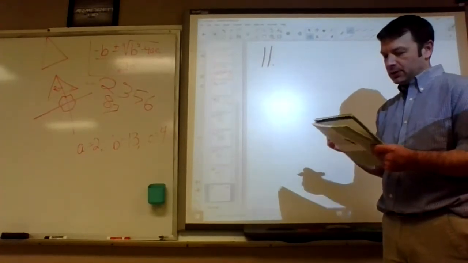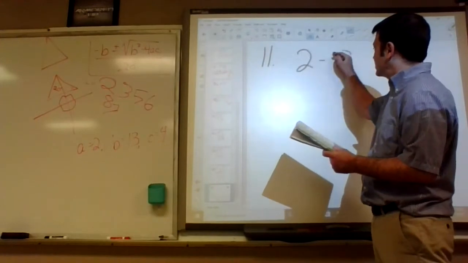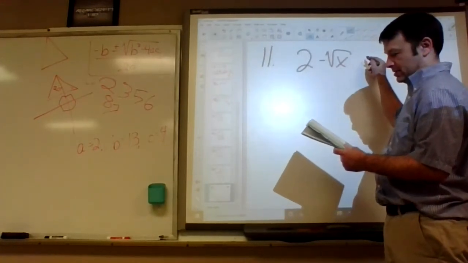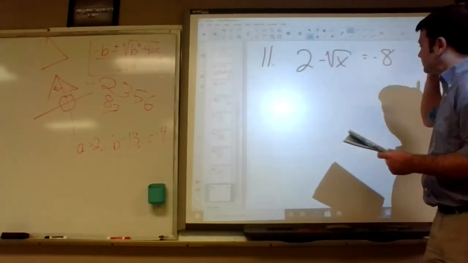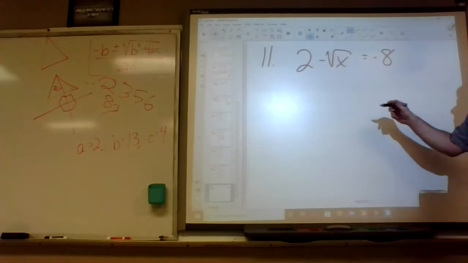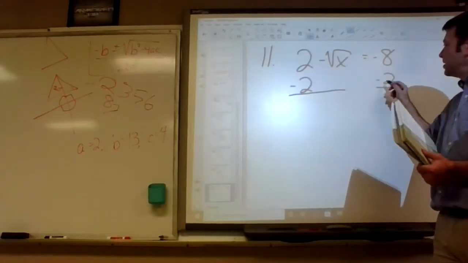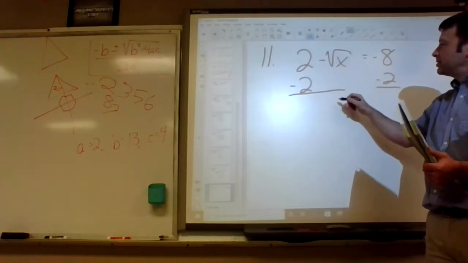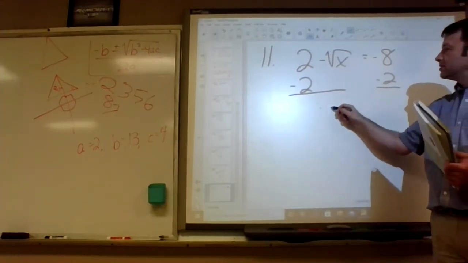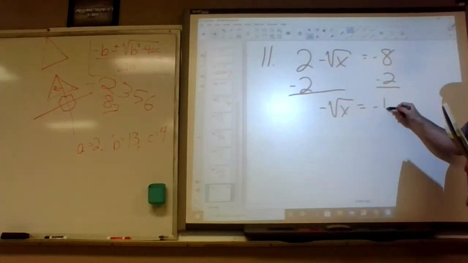Number 11. Shh, guys, hush. 2 minus square root of x equals negative 8. Minus 2. So what's on the left side? Negative square root of x equals negative 10.